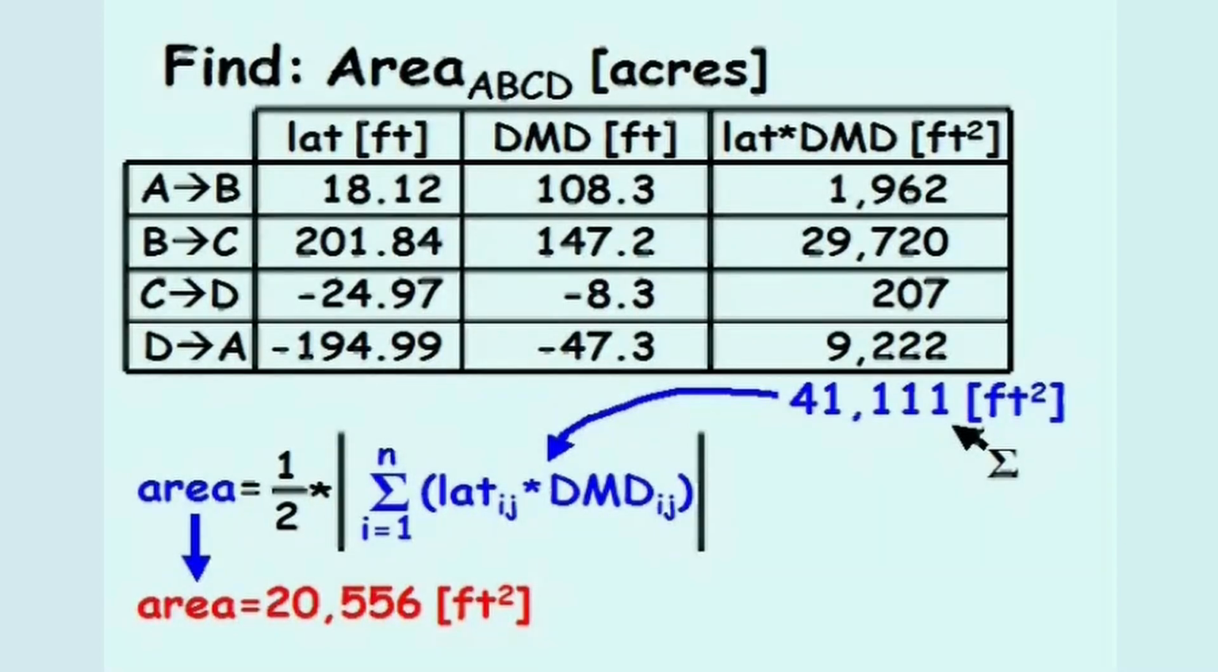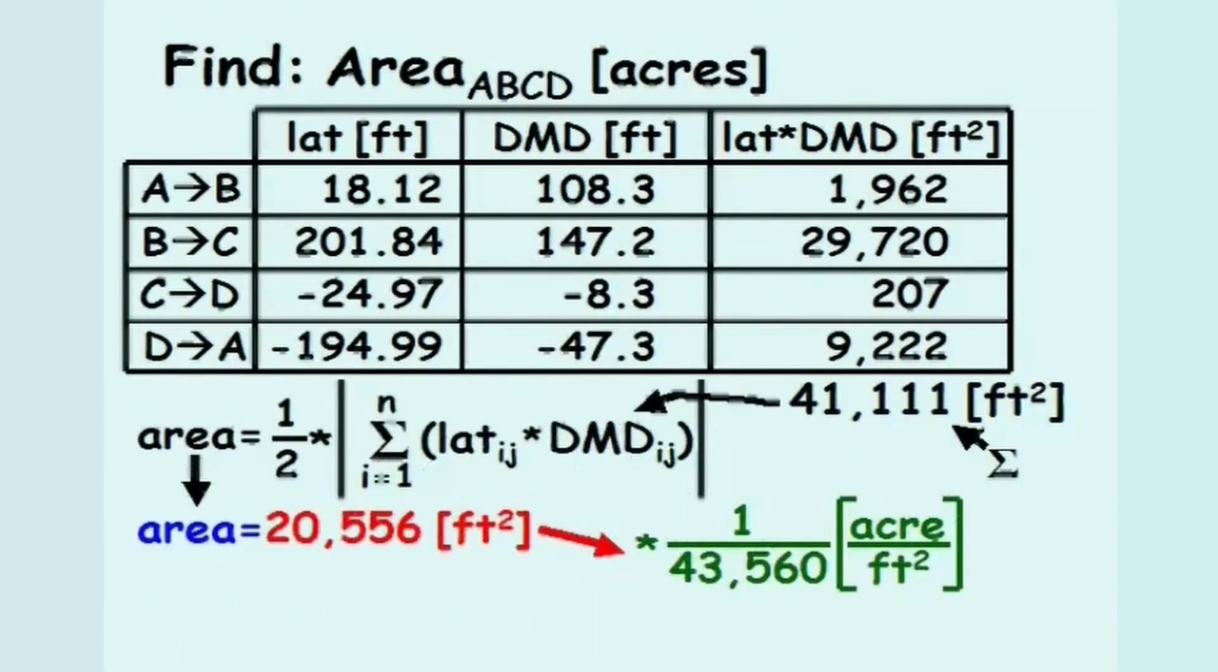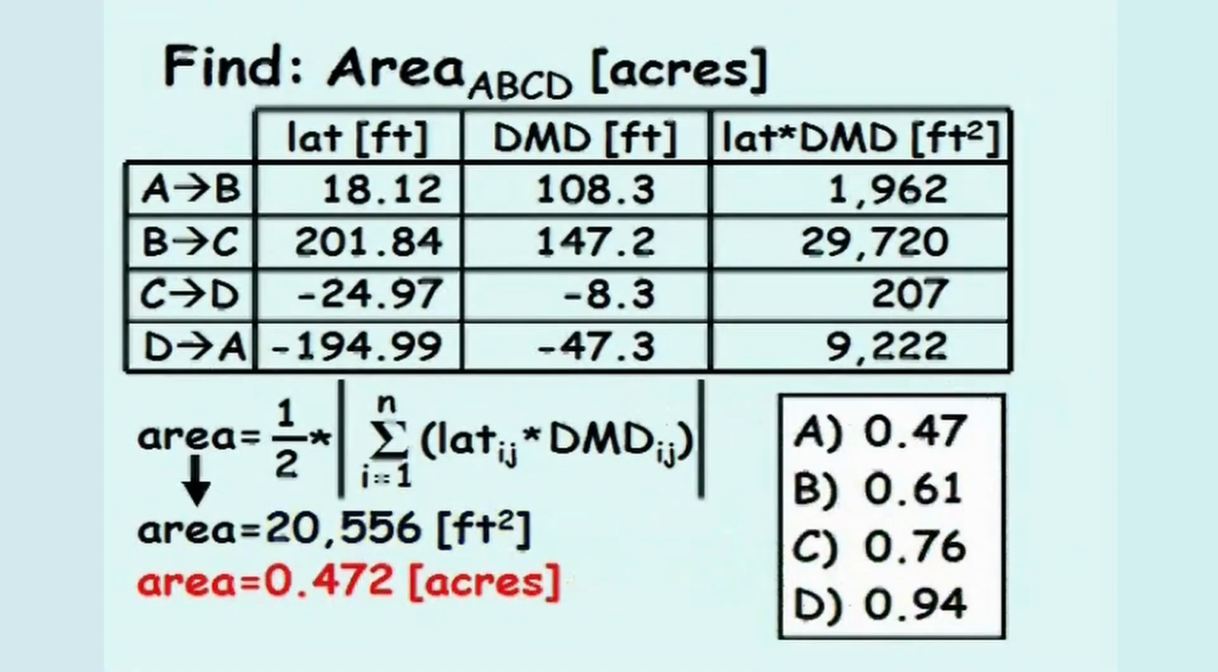After converting this area to the units of acres, the area of polygon ABCD equals 0.472 acres. When reviewing the possible solutions, the answer is A.